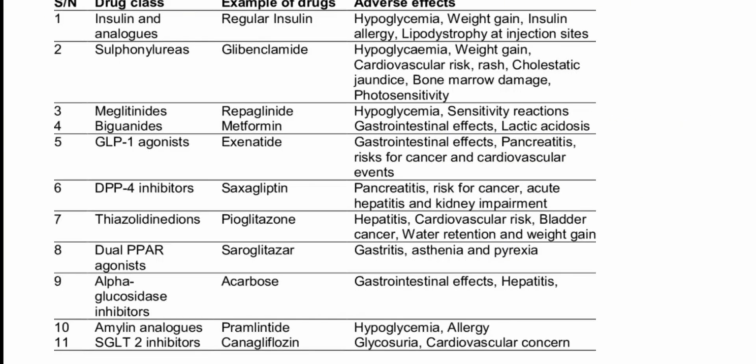So this is just a basic summary of the classes we talked about, an example, and the adverse effects of the drugs.